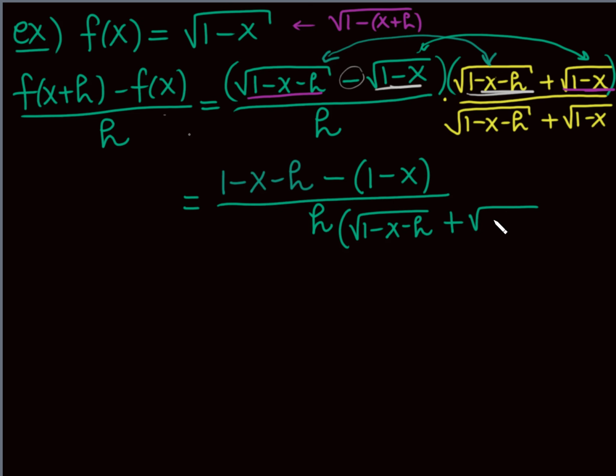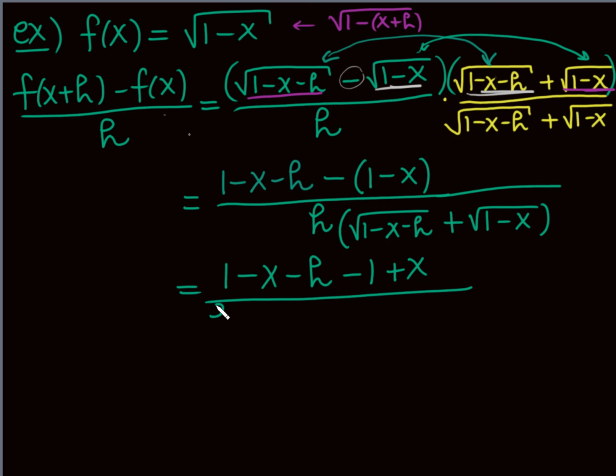Did we finish that last problem, right? My h is canceled now. I don't know what I'm doing, you guys. Does that worry you a little bit? So I get 1 minus x minus h. Yeah, we did. Minus 1 plus x, take that negative through, all over h times root 1 minus x minus h plus root 1 minus x, okay?